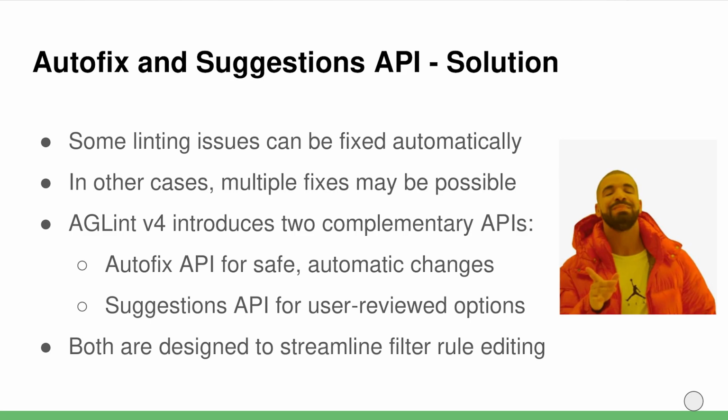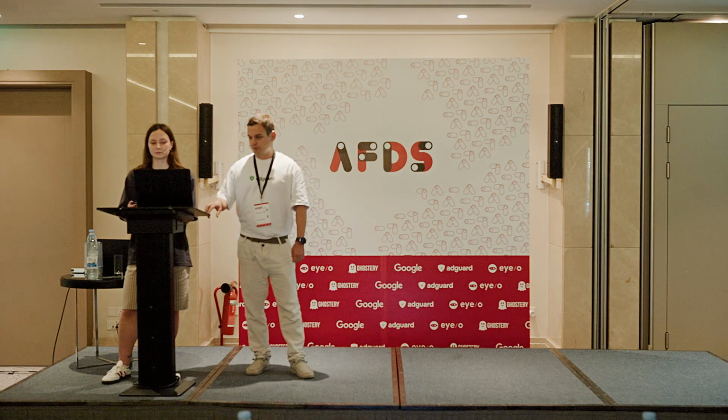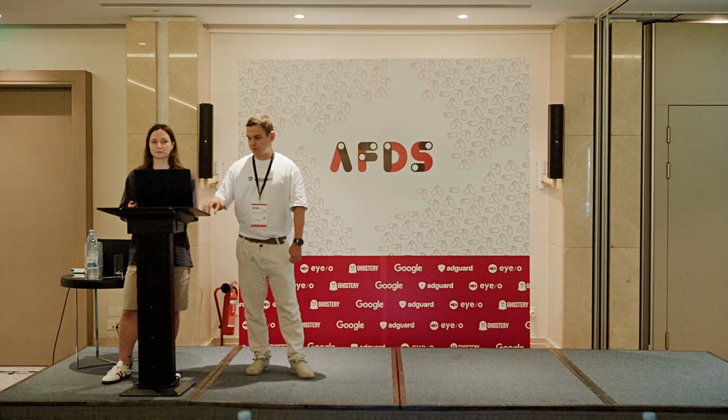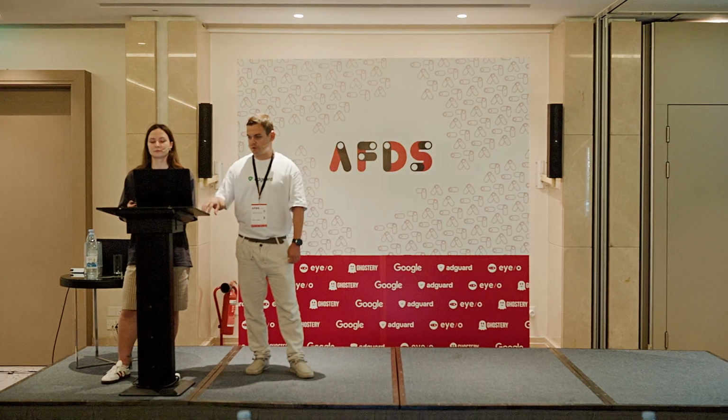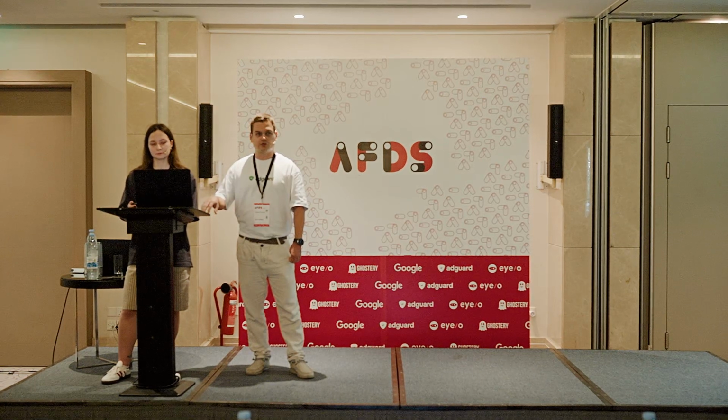But other times, the situation is a bit more complex. Maybe there are multiple valid fixes, or it just depends on the user preference. That's why AGLint now provides 2 types of fixing APIs. One for auto fixes and one for suggestions, where the user makes the final decision. They work together to improve the developer and maintainer experience, both in the CLI and in your code editor. On the next 2 slides, we'll look at each of these APIs in more detail.